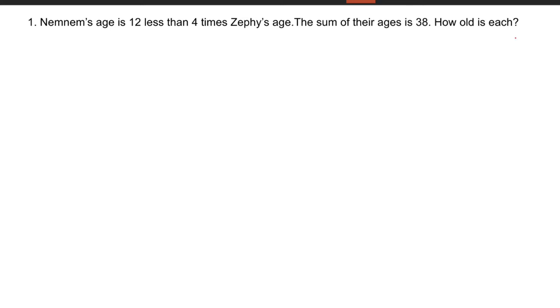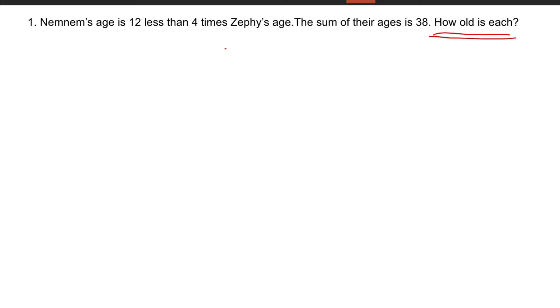The first step that we have to do in order for us to solve any kind of word problems is to identify what is being asked. So that's the first step. Now that we have already identified and determined what is being asked, let's look for the supporting details. Here we have several supporting details.